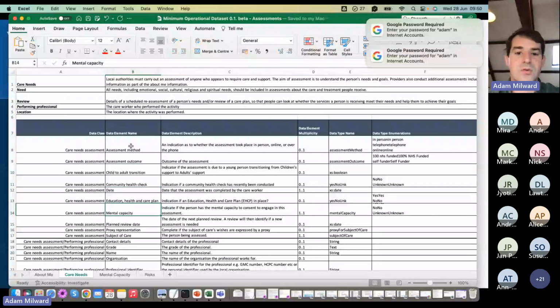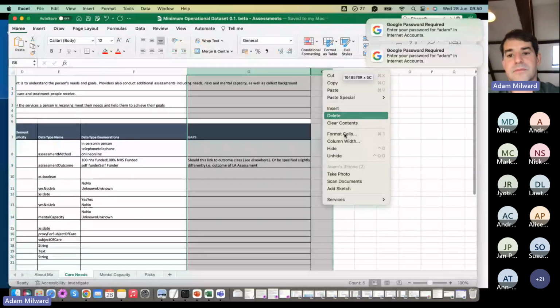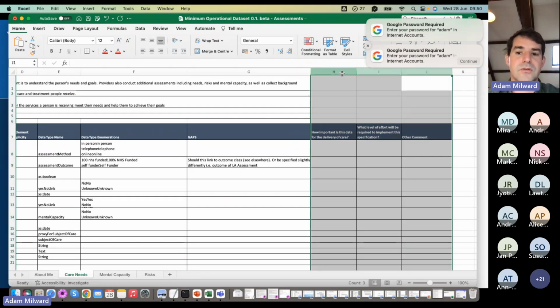And then what we're asking the community to do is, your ones will look a little bit different from this, is give us an indication of how important you think this is for the delivery of care and the effort it will require to implement this specification, and any other comments. And this really is to try and get a gauge of the impact and the burden of this. And again, we'd encourage you to go through and fill all of this in. I realise there's a lot there.